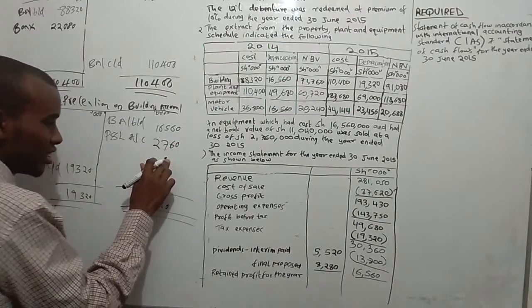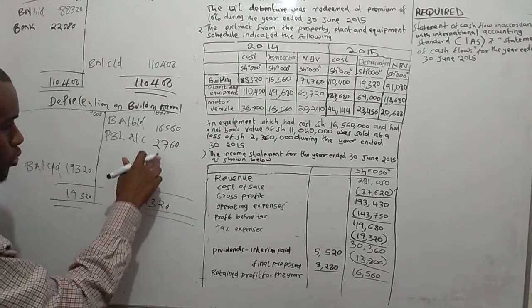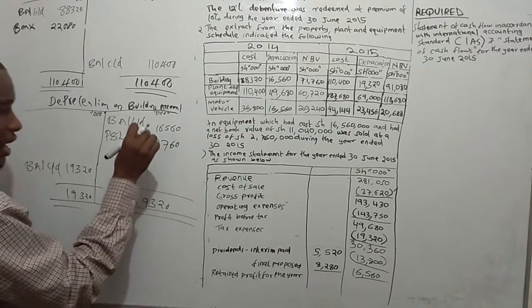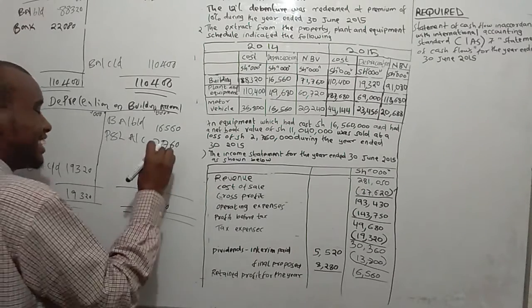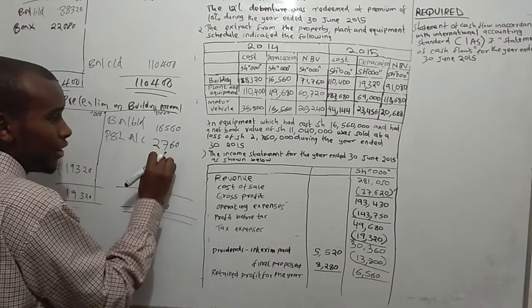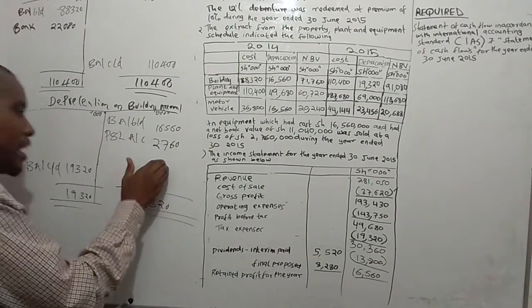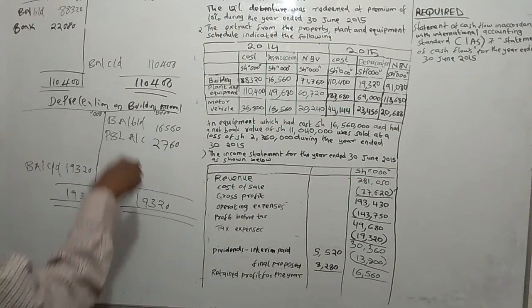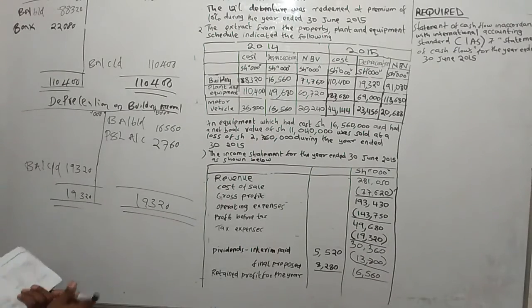This 2,760 will affect our cash flow under operating activities. This will come as an inflow. But remember, this is only the depreciation on the building account. We are going to add all the depreciation so that we take it to the cash flow under operating activities. Therefore, we are done with the building account. I would like to write these amounts on that side so that we can use them later.